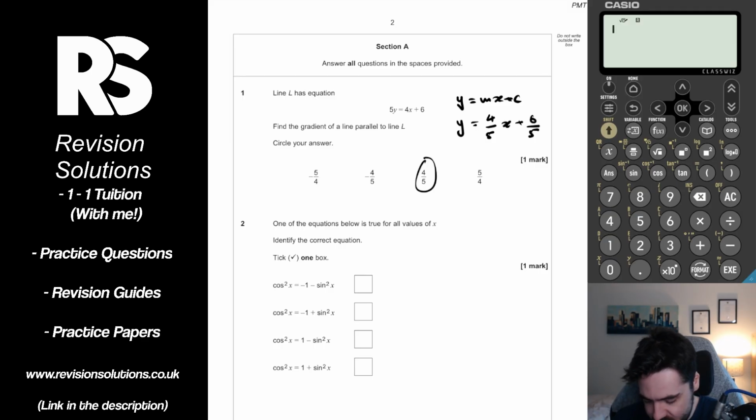Then question 2 says, one of the equations below is true for all values of x. Identify the correct equation. So basically it must be an identity if it's true no matter what the value of x is. You just have to recall what your trig identities are. So the trig identity that you learn is cos squared x plus sine squared x equals 1. And we can rearrange that in any way we like. So one possible rearrangement would be the third option. So that would be the answer.